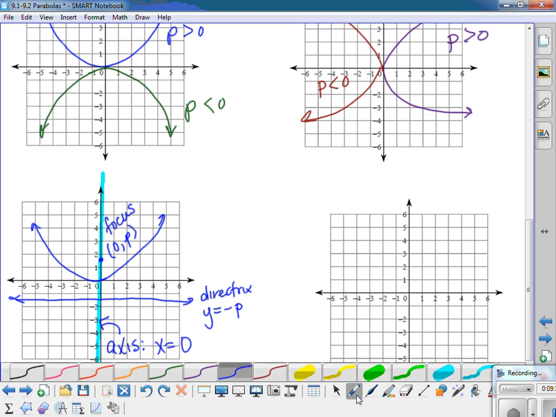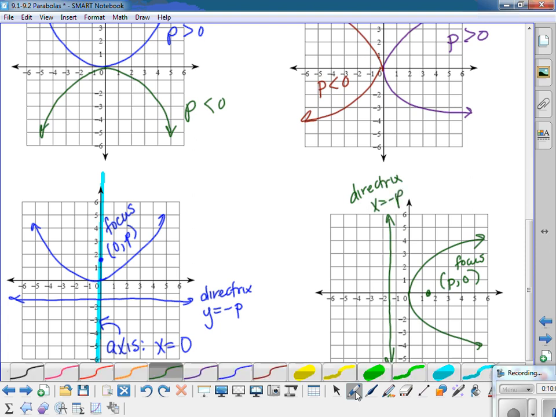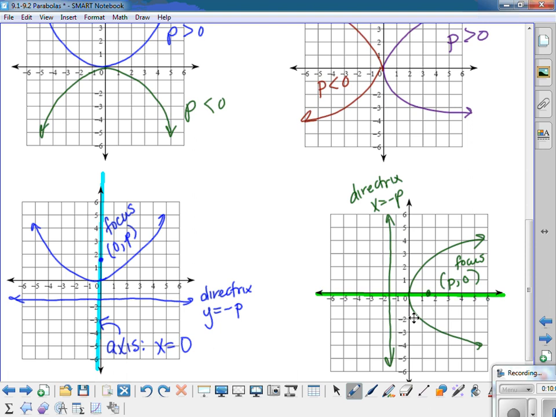If it's a horizontal one, now my focus is at the point p, 0. And the directrix is x equals negative p. And my axis of symmetry is y equals 0.